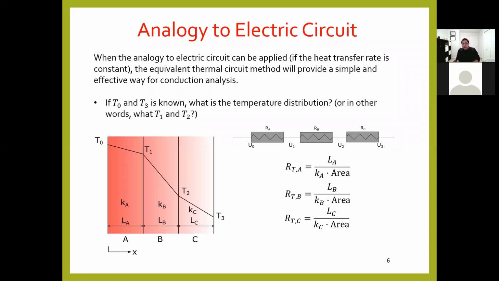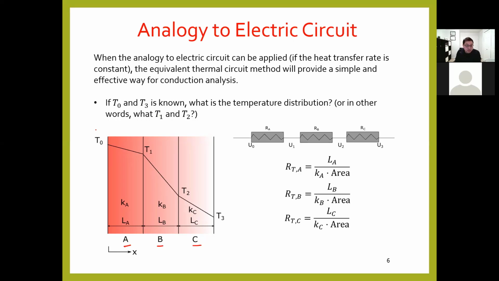Now, how to use the analogy to solve the heat transfer problems. When the analogy to electrical circuit can be applied, if the heat transfer rate is a constant, the equivalent thermal circuit method will provide a simple and effective way for conduction analysis. Now let's look at the example. We stack 3 layers of different materials together: material A, B, and C.